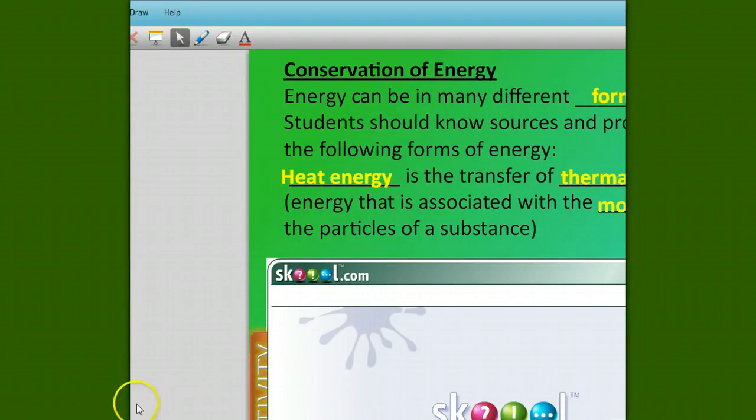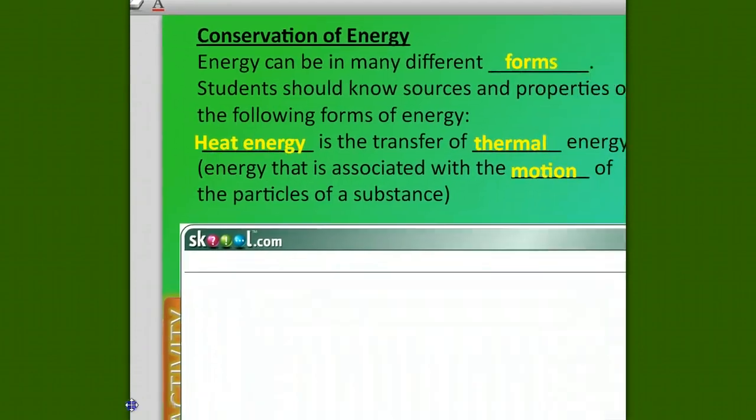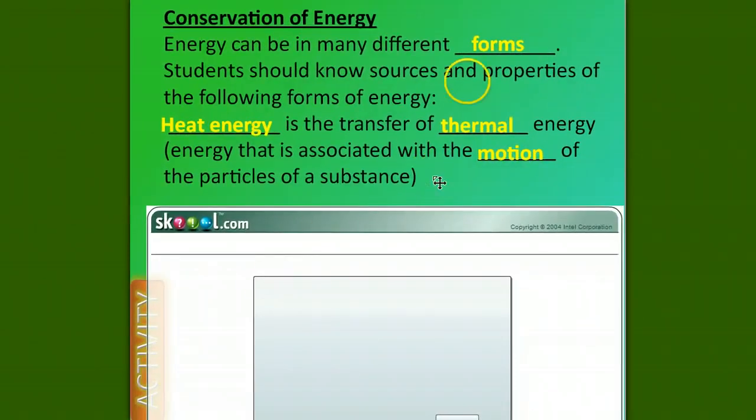So basically this is how it goes. I see yellow, don't you? I see the word forms, heat energy, thermal, and motion. So you need to go to your sheet and open it up, and while the teacher's talking, which is me, you need to fill in what you see. When the teacher is talking, who is me, you need to fill in yellow what you see. I see forms, I see heat energy, I see thermal, and I see motion.